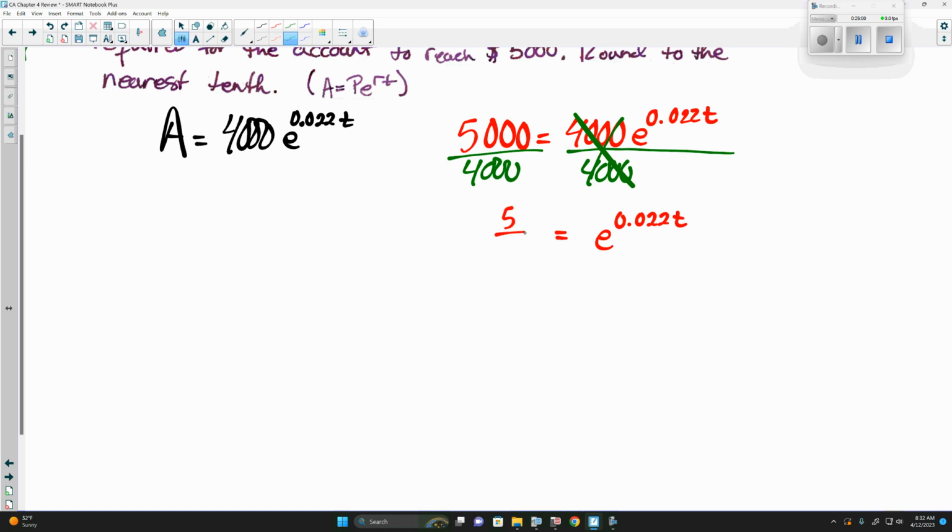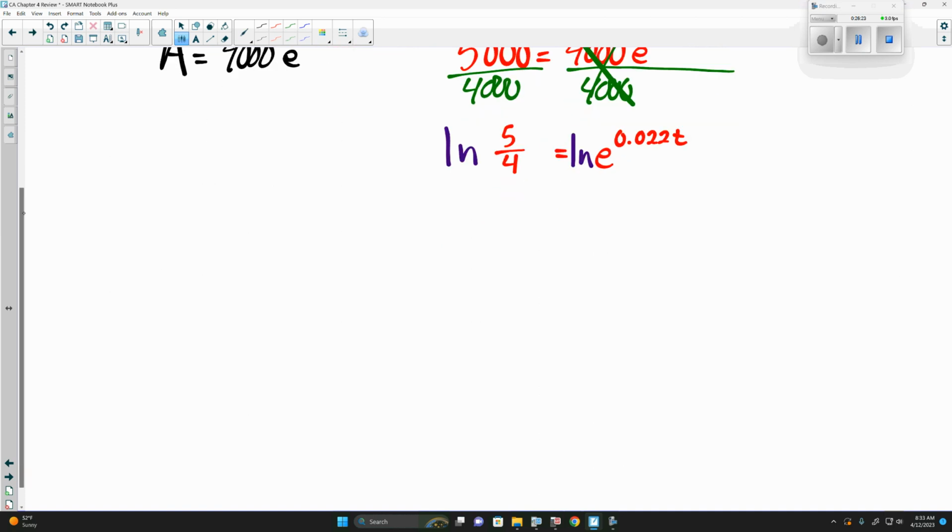5 over 4. If we can reduce it nicely, I would reduce it, because having to rewrite 5,000 over 4,000 continuously is not a lot of fun, especially if 5/4 is the same thing. Now we can take the natural log of both sides. Our exponent is going to move to the front, giving us 0.022t is equal to the natural log of 5/4. And last but not least, we're going to divide both sides by 0.022.